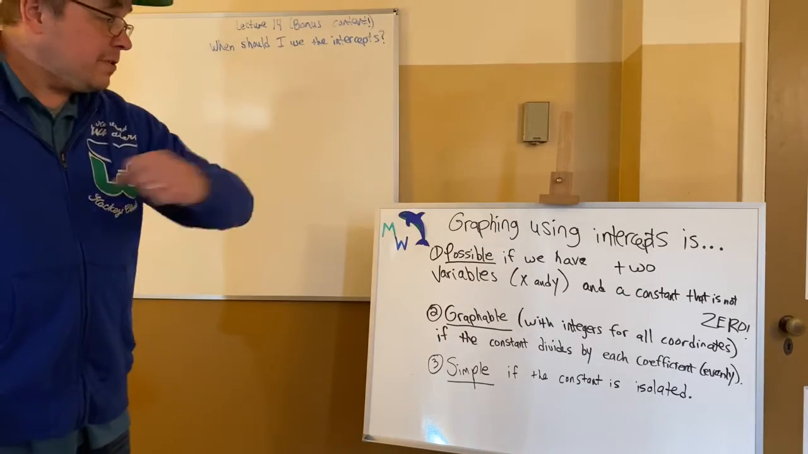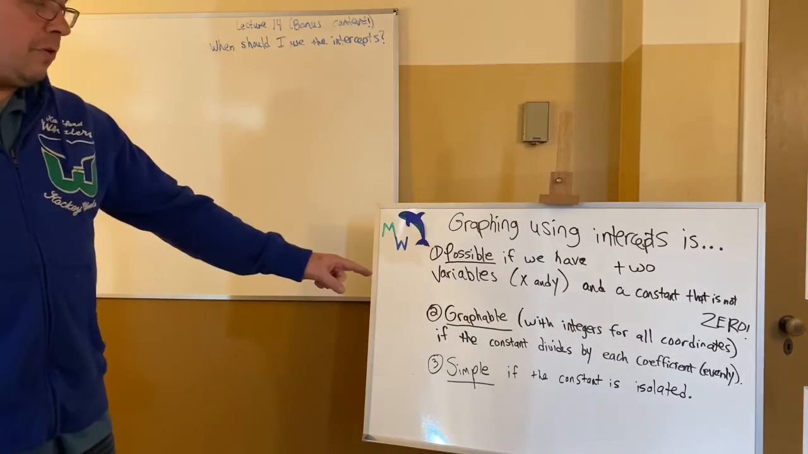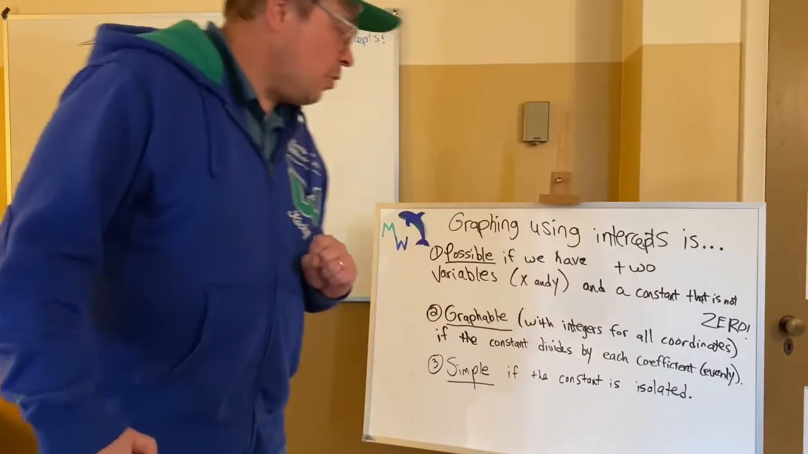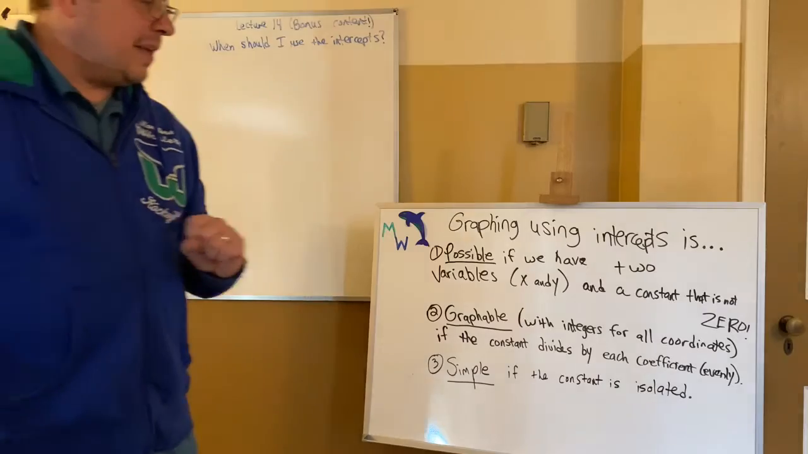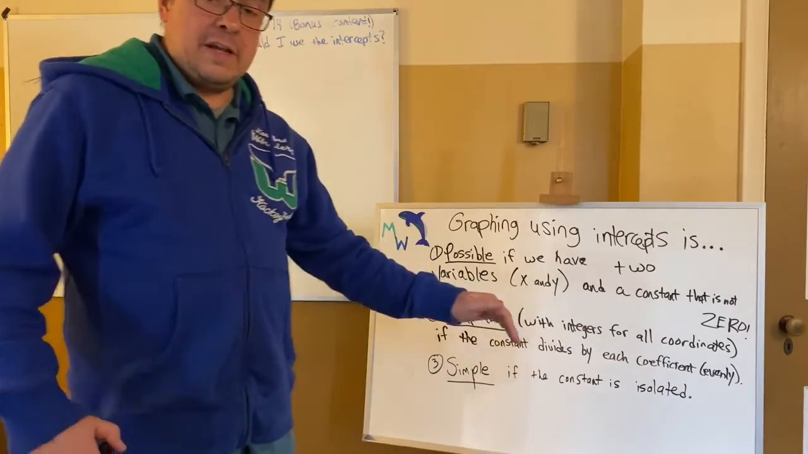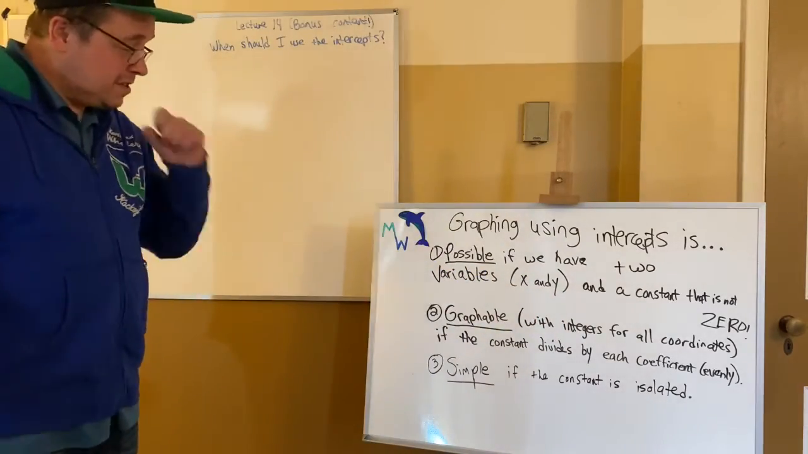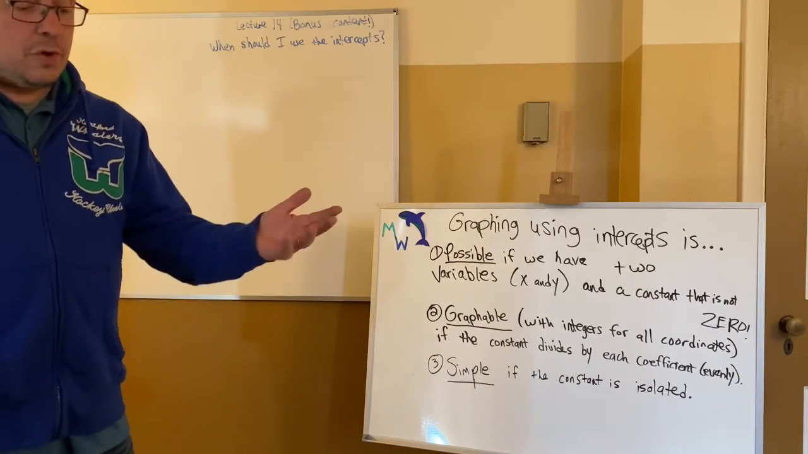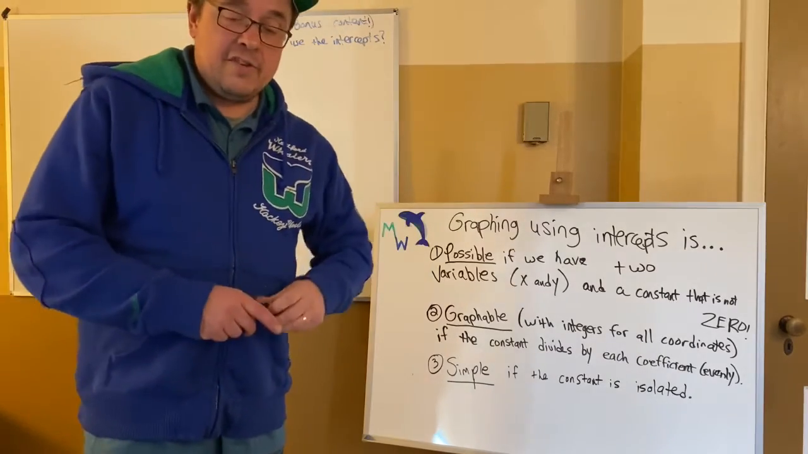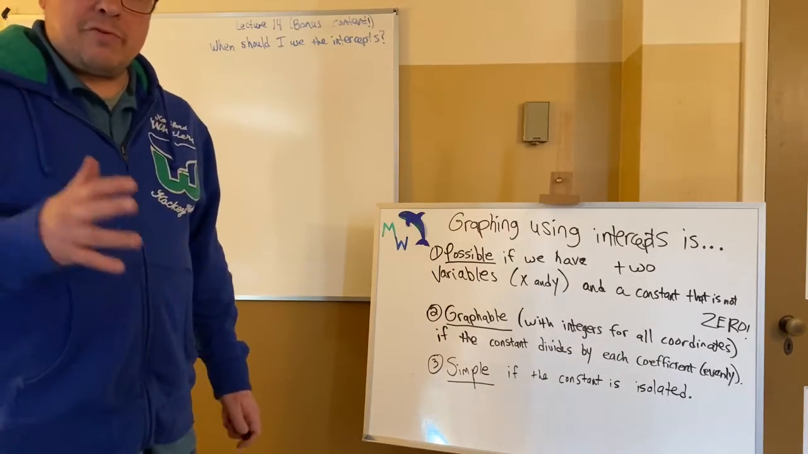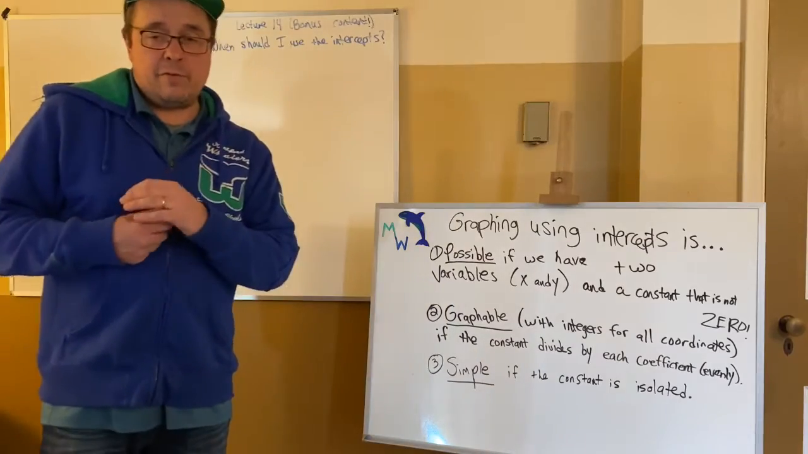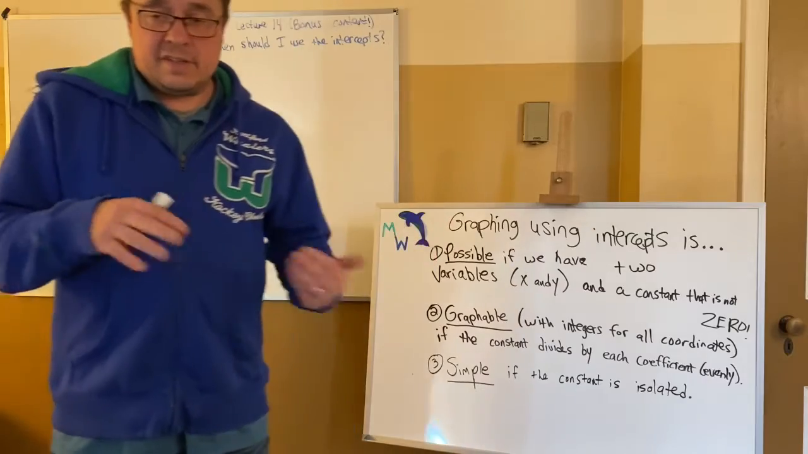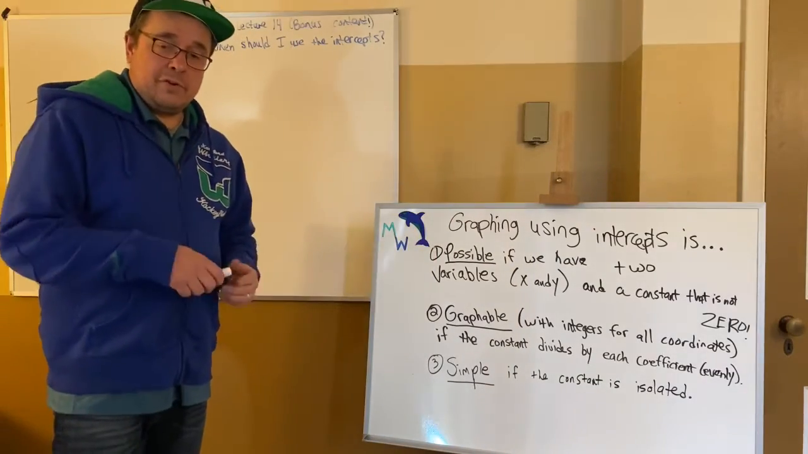So graphing using intercepts is graphable when you already know it's possible, with integers for all of its coordinates if the constant divides by each coefficient evenly. So what's going to happen is we're going to make a decision as to whether or not we should go after it this way, because if we wind up with it saying, here's one of them, (0, 4), awesome, and here's the other one, (-5/3, 0). That means you have to graph -5/3, roughly -1.6667, 1 2/3 in the negative aspect.